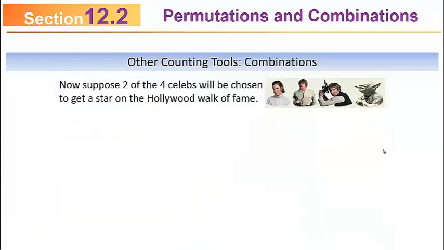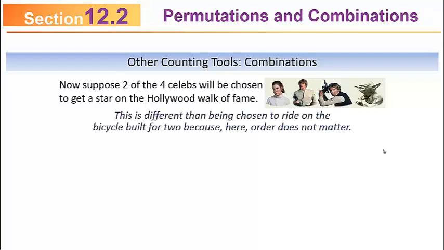Now, suppose we've got 2 of these 4 celebrities, and we're going to choose them as before on the bicycle built for 2, except this time we're not putting them on a bicycle. We're going to give them a star on the Hollywood Walk of Fame. The difference is important. On the bicycle built for 2, the order mattered. Sitting on the front seat was different than sitting on the back seat. But if I'm just choosing 2 people to get a star, it doesn't matter what order I chose them in.